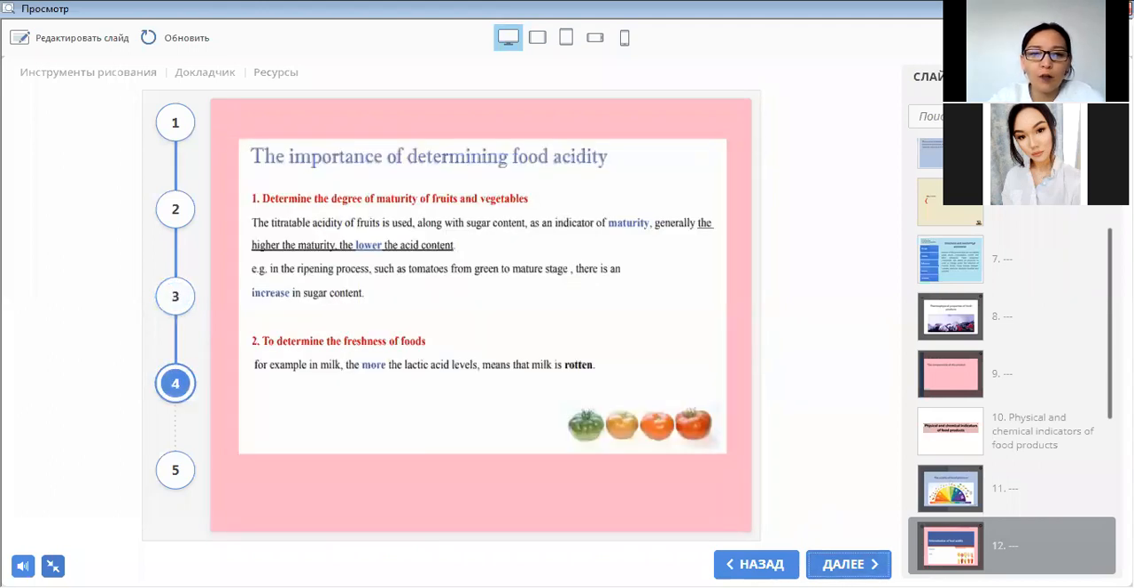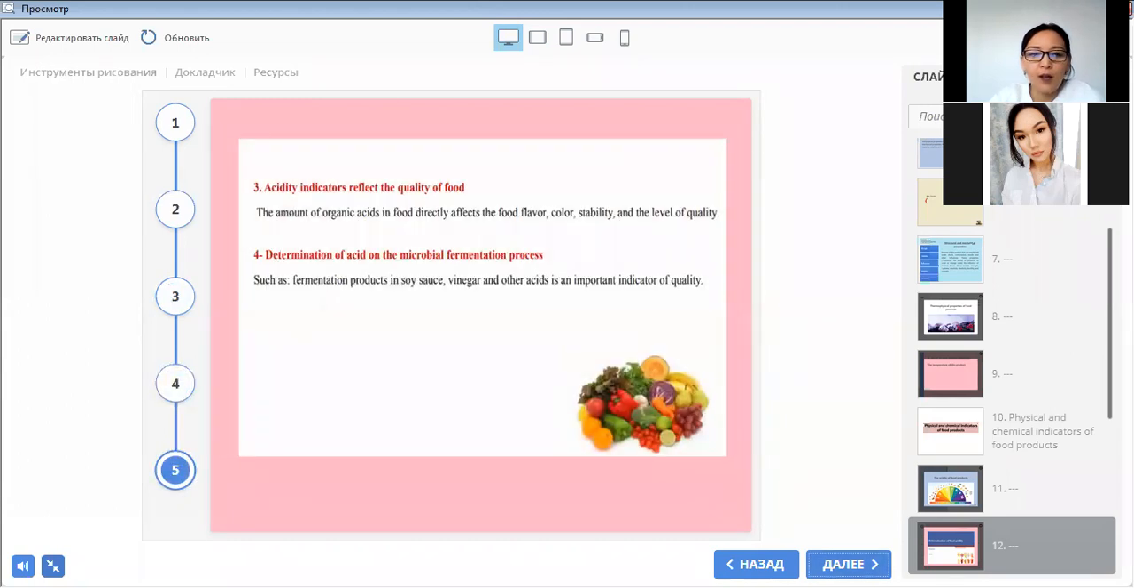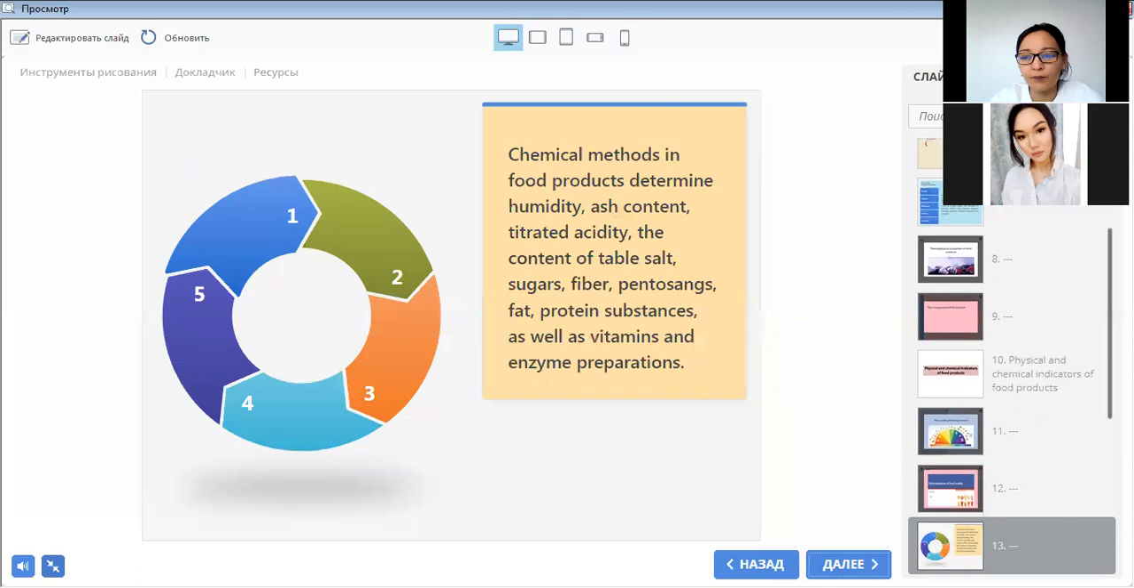And the importance of determining food acidity. First, to determine the degree of maturity of fruits and vegetables. And the second, to determine the freshness of fruits. And the third, acidity indicators reflect the quality of food. And the fourth, determination of acid in microbial fermentation processes.